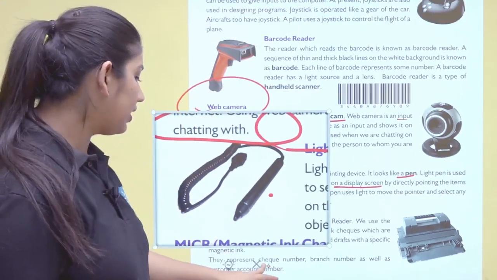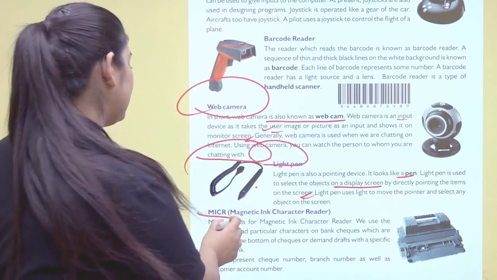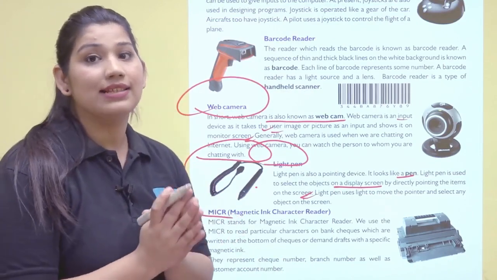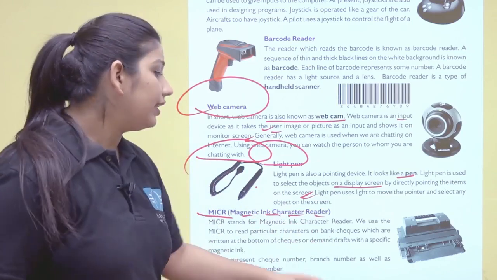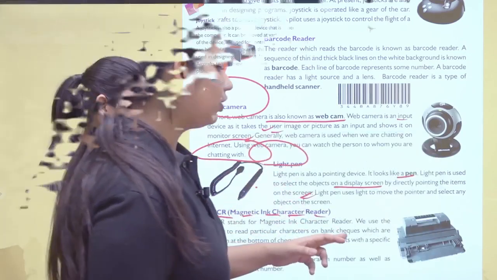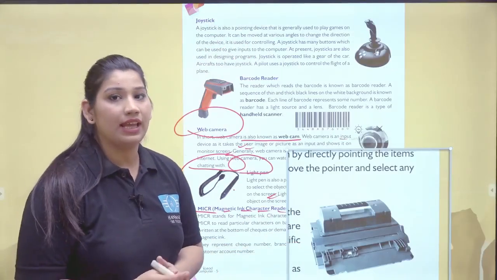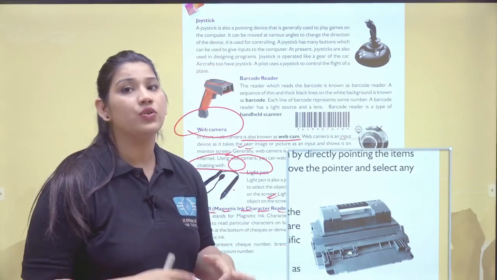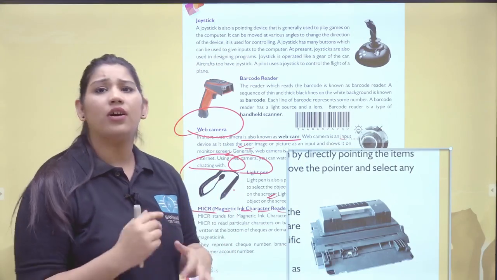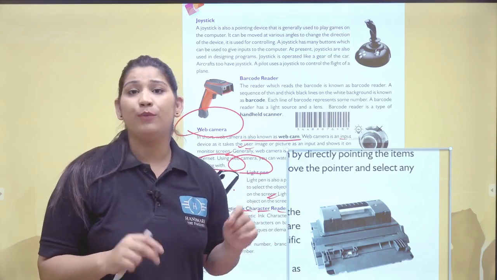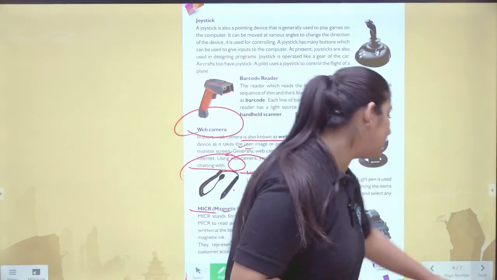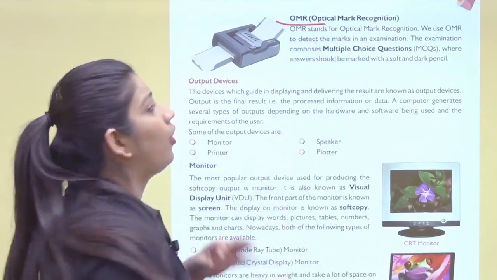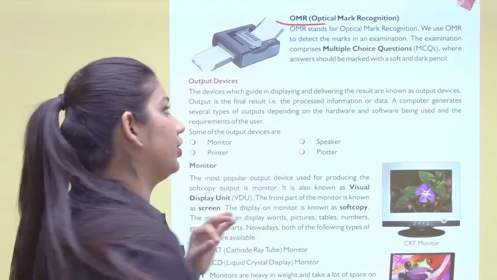Let's move forward and understand MICR. MICR stands for Magnetic Ink Character Reader. This is how a MICR looks. We particularly use MICR to read bank checks or demand drafts which are written with the help of magnetic ink.